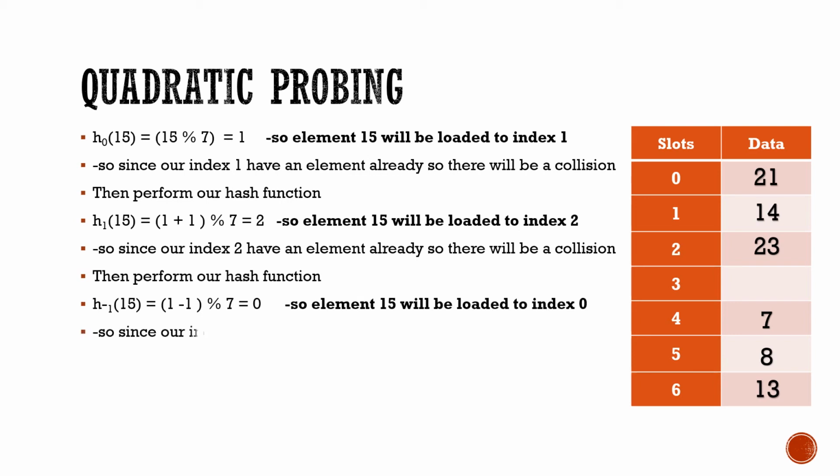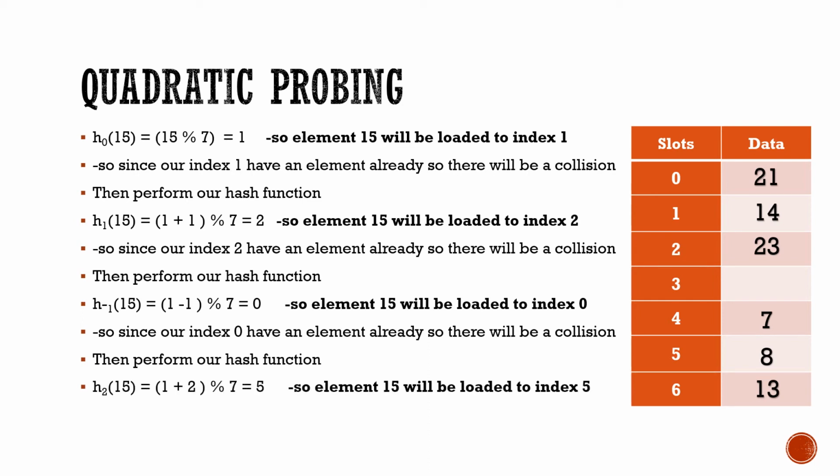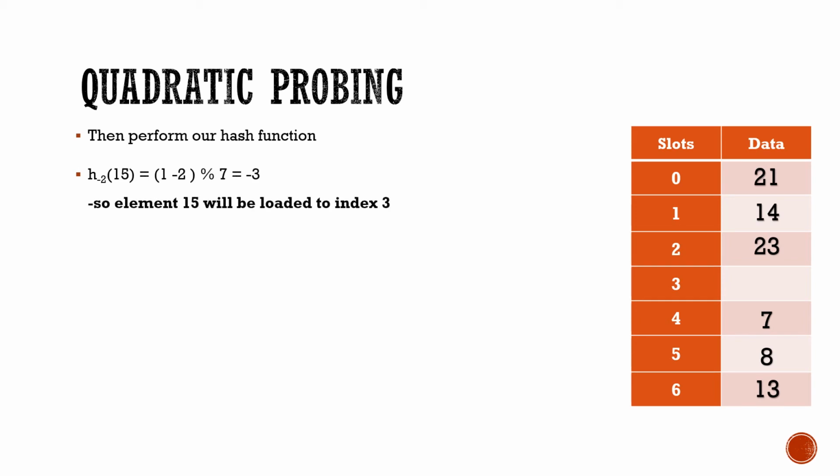Since index 0 has an element already, there will be a collision. Then perform our hash function. h2 of 15 equals 1 minus 2 modulo 7 equals negative 3. So element 15 will be loaded to index 3. Normalize: negative 3 plus 7 modulo 7 equals 4. So element 15 will be loaded to index 4.